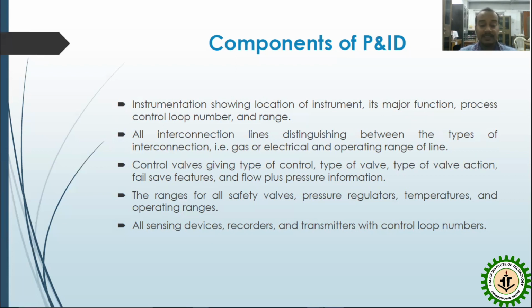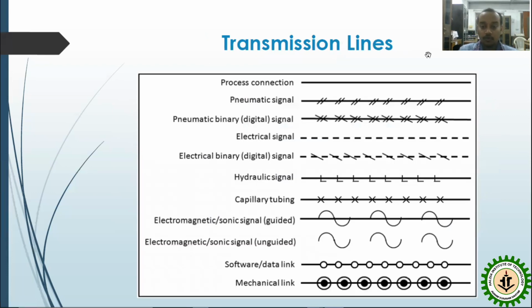Lastly, all the sensing devices, the recorders and transmitters, also need to be identified by their tag numbers in the control loop. So not only the loop numbers, the instruments also need to be identified by their tag numbers, through which we can identify that this particular instrument is associated with the temperature control loop, this one with the level control loop, and this one with the temperature control loop. Which I just told you, this is given over here in the transmission lines.